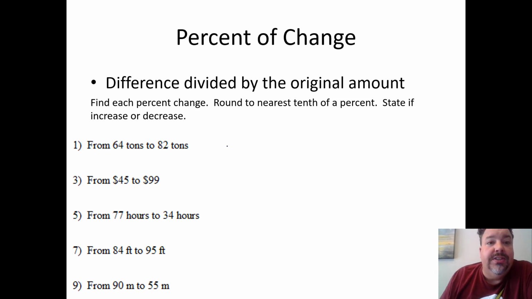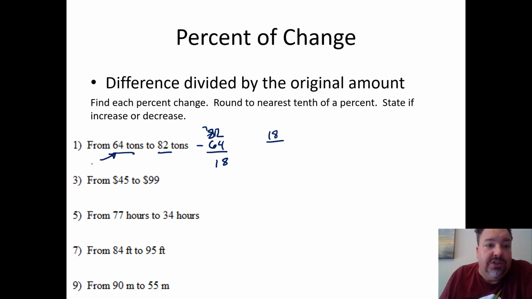We're going to take the difference divided by the original. So if we're finding the percent change from 64 tons to 82 tons, we're going to find the difference. And we always want the bigger number on top minus the smaller number. So 82 minus 64 is going to give us 18. And then we're going to take that 18 and divide it by the original. So the original is always going to be the first number because it's always from to.